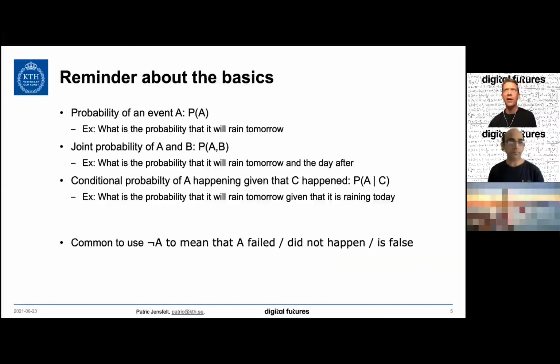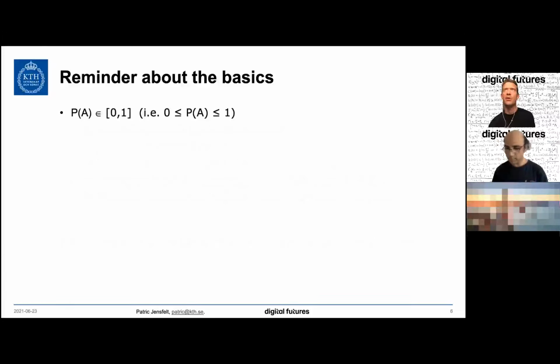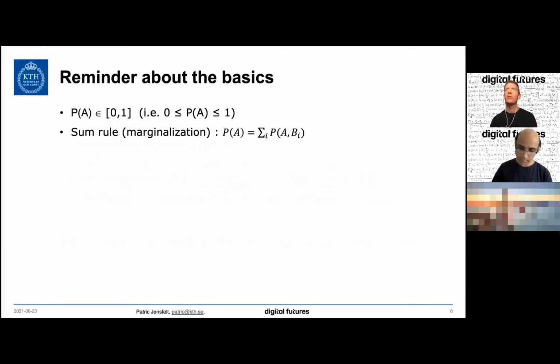If you have variables like A and B that can be true or false, it's quite common to say A for A is true, and then use the not symbol to say that it's false or didn't happen or failed, depending on the context. Probabilities are between 0 and 1. One of the basic rules that we tend to come back to often is the sum rule that allows us to do marginalization over the joint distribution across other variables, denoted by B_i here.